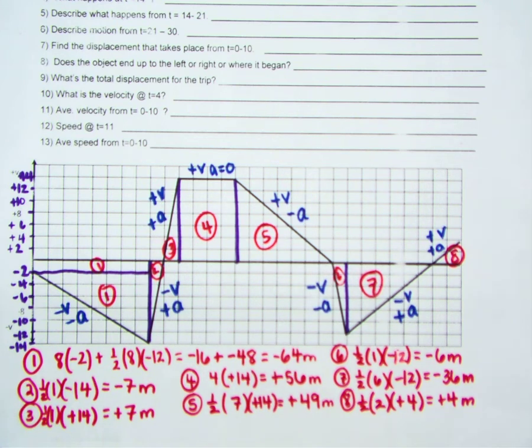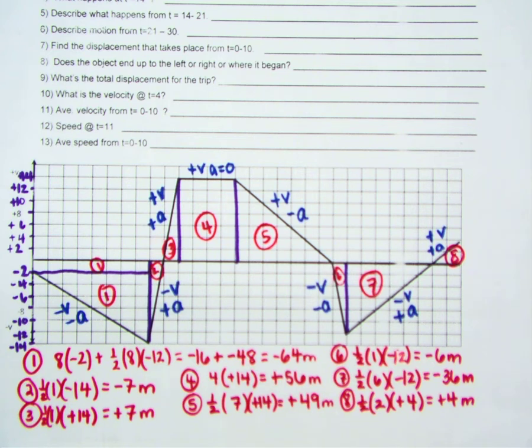Hello again. Today I am going to show you how to analyze a V-versus-T graph when you have different types of acceleration, meaning the object is doing different types of motion throughout an entire trip. Okay, so I've labeled the graph, as you can see here, and I've also gone ahead and found the displacement, meaning the area for each of the different sections of the graph.